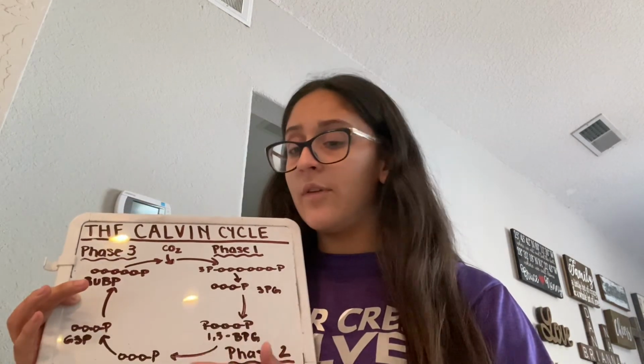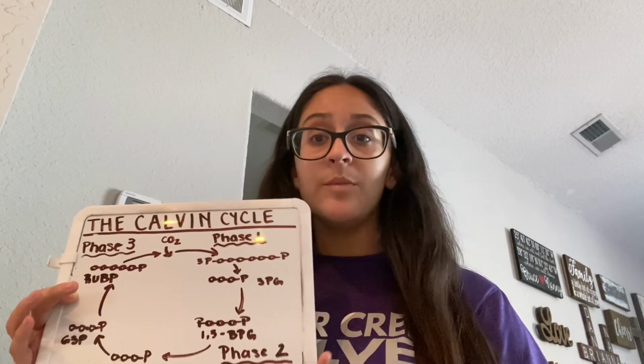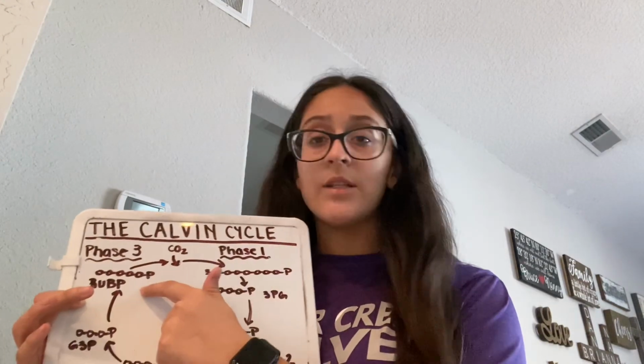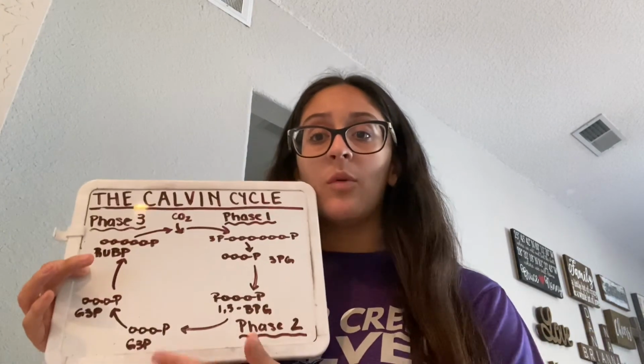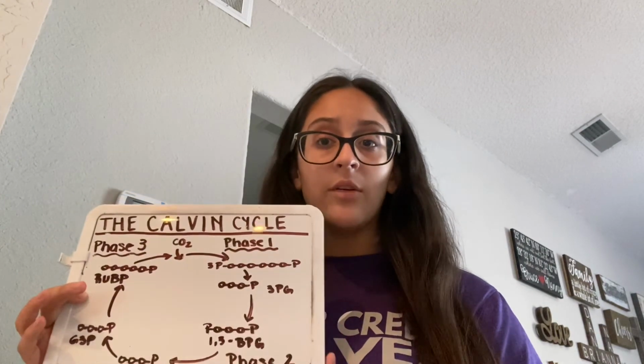And if you were to use all of the G3Ps, it'll shut down the cycle, which means no sugar will be created. So therefore, you need 5 to regenerate, and that only leaves 1 to actually leave the cycle, and that 1 is the sugar being created.